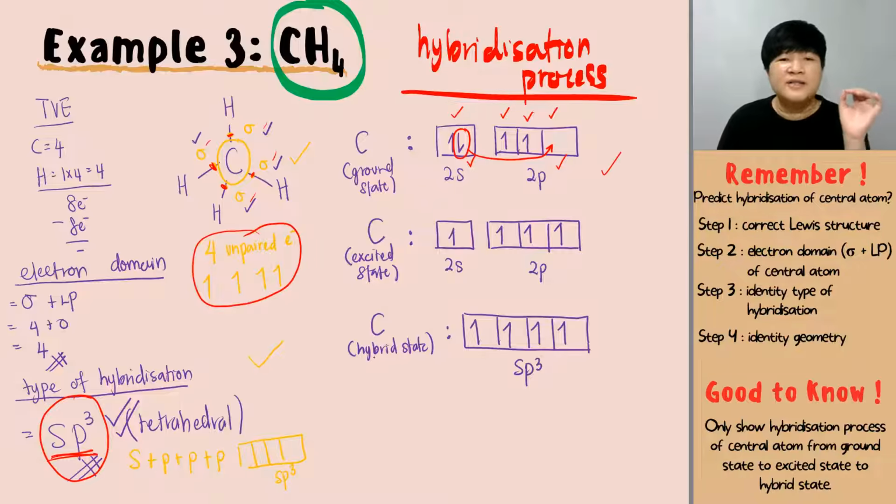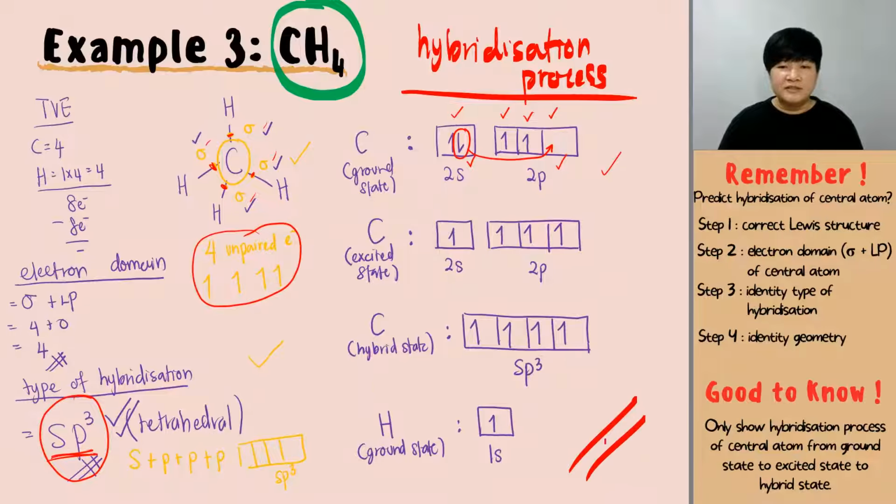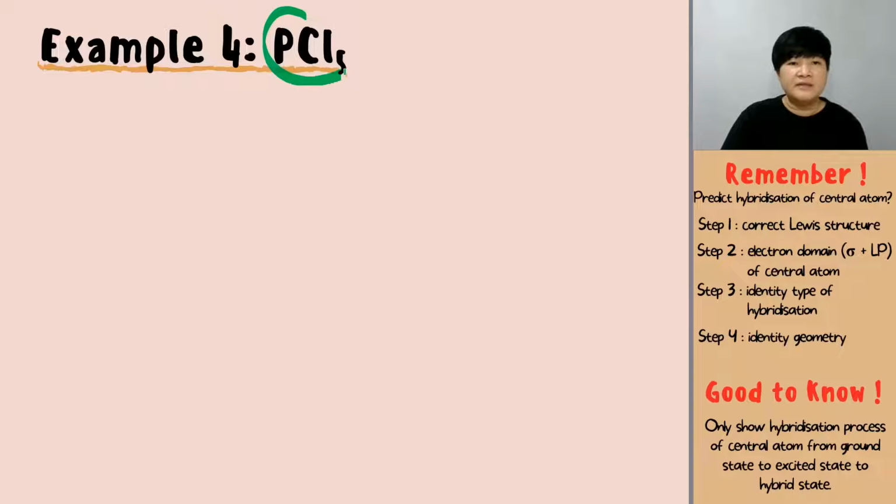Alright? Just one thing, guys. Make sure your total valence electron count is correct. Make sure your Lewis structure is correct. If your Lewis structure is wrong from the beginning, all this is gone. Okay? And as always, your hybridization process will move all the way until your terminal atom, ground state. So the ground state of your hydrogen right now is very simple, which is 1s1. Okay? And you are done for the CH4 hybridization process. Simple. Alright? Next, we have PCl5.